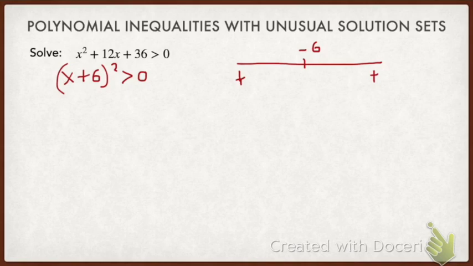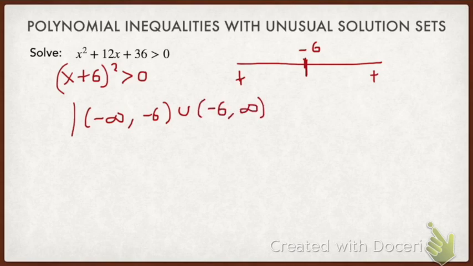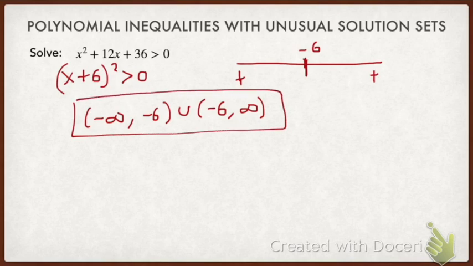It only wants when we are greater than 0. Well, at negative 6, we are not greater than 0. We are at 0. So for this one, it has an unusual solution set because we go from negative infinity to negative 6. But negative 6 is not included because we do not include the zeros. And then from negative 6 to infinity. This is where it's above the x-axis everywhere but at the 0, negative 6. If we would include the equal bar, we would have all real numbers.